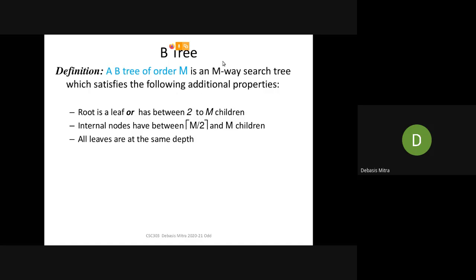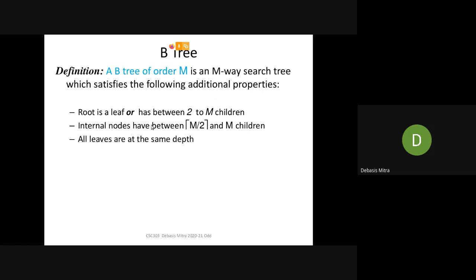additional properties. Structurally it will be an M-ary search tree, I mean an M-ary tree with searching, just like an extension of binary search. M-ary search will be inbuilt. But there will be some additional restrictions. Number one, the root is a leaf or has between 2 to m children. So the root cannot have only one child. Root is a leaf, either 0, or it can have 2 to m children.